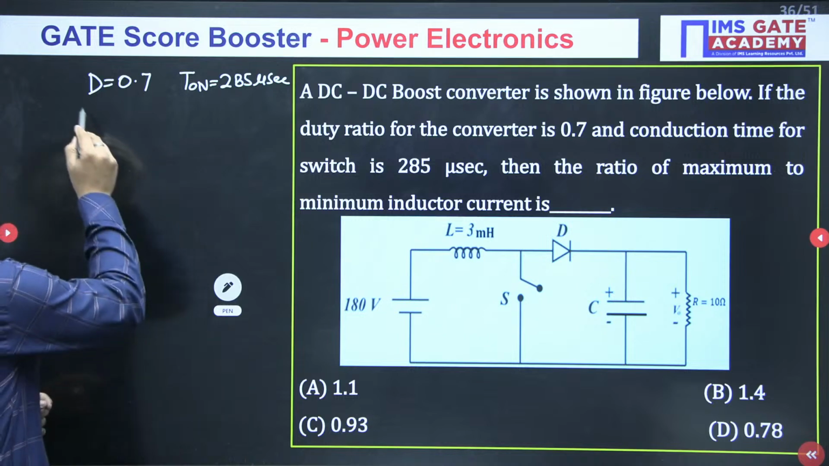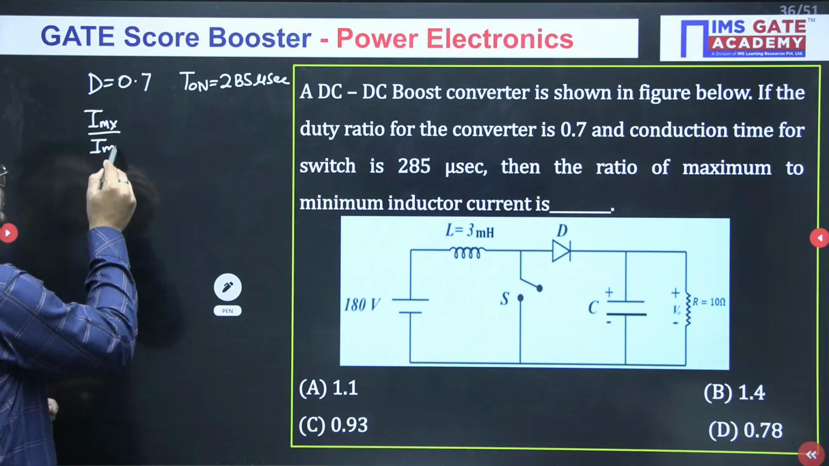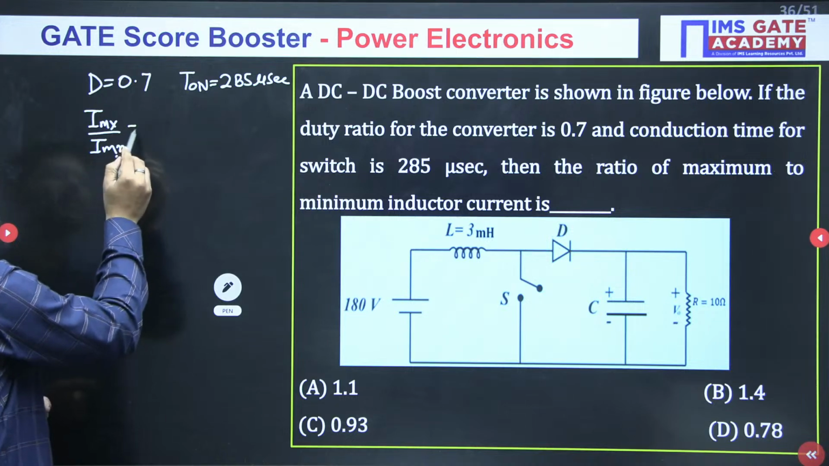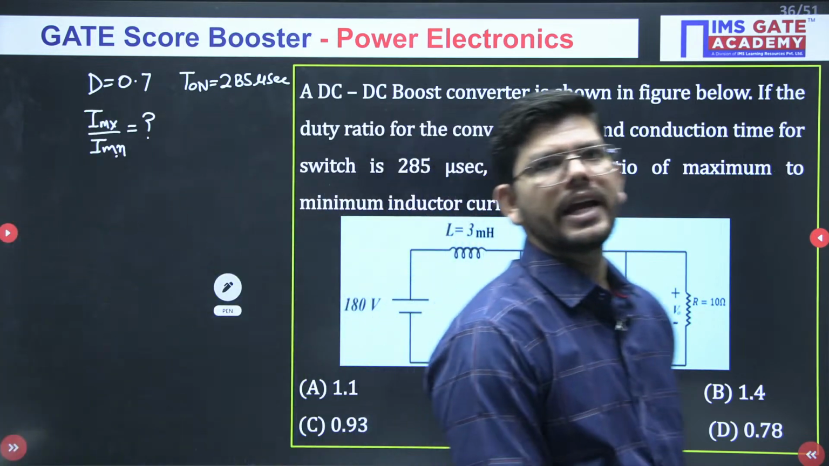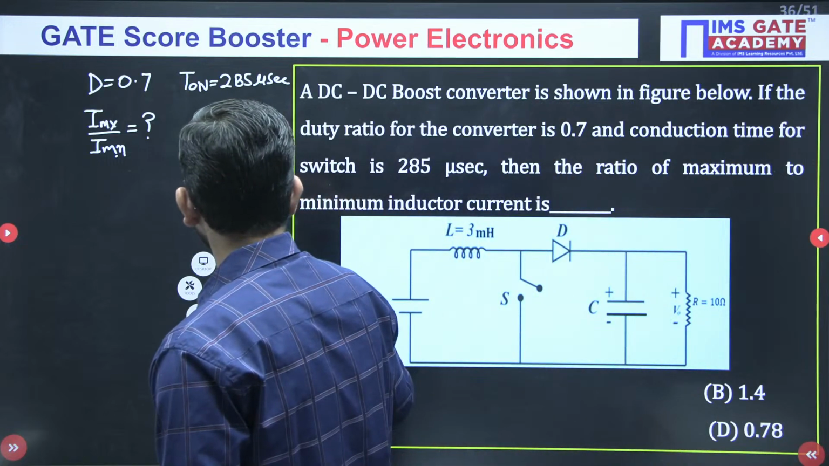Then the ratio of maximum to minimum inductor current. Yes, this is the most probable question for the upcoming GATE exam. Ratio of maximum to minimum inductor current. Okay, this is what you have to calculate in this question, and your time starts now.